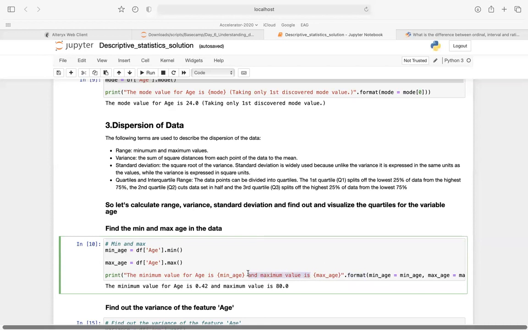Yes, Puneet. I tried without format also, but it's printing the same value. So you're using without format, right? Yeah, I tried without format. It's printing the same value. So it is still working, right? Yeah, absolutely. So that's what I'm saying. You can print it without format as well.